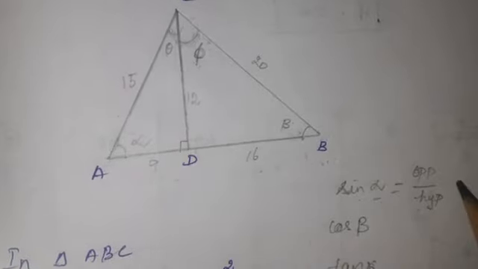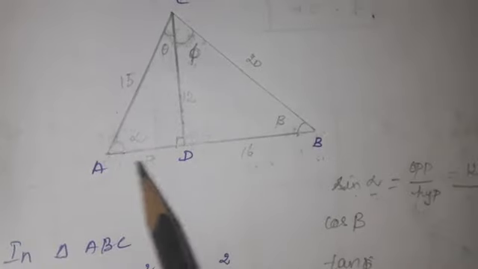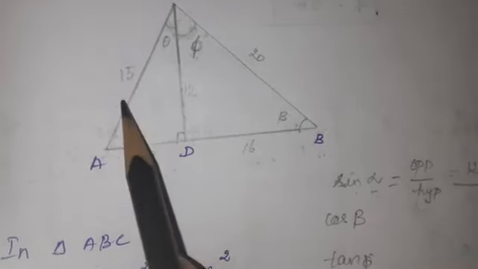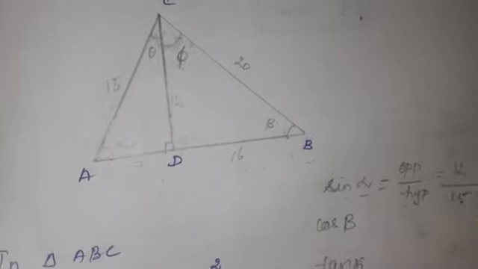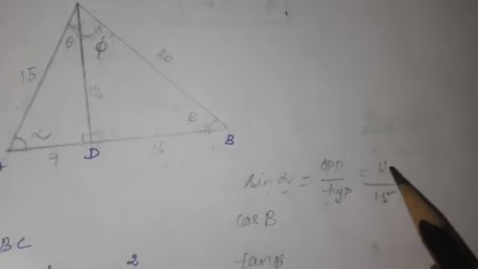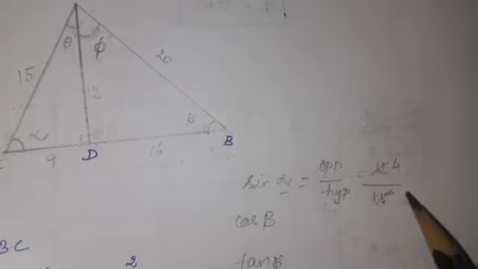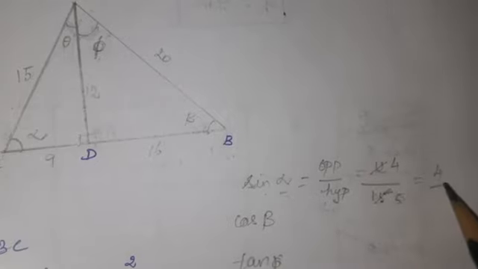The opposite value is 12 divided by the hypotenuse. What is the hypotenuse in this triangle ADC? This is the hypotenuse, and the hypotenuse is 15. So when we cancel in the 3 table, it is 4 times and this one is 5 times. Therefore, sin alpha is 4 by 5.